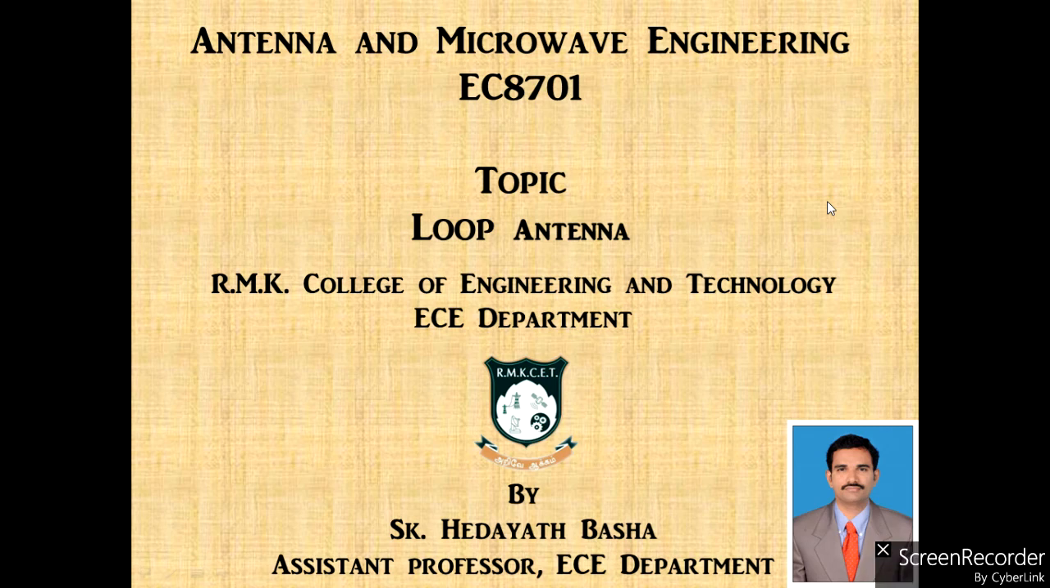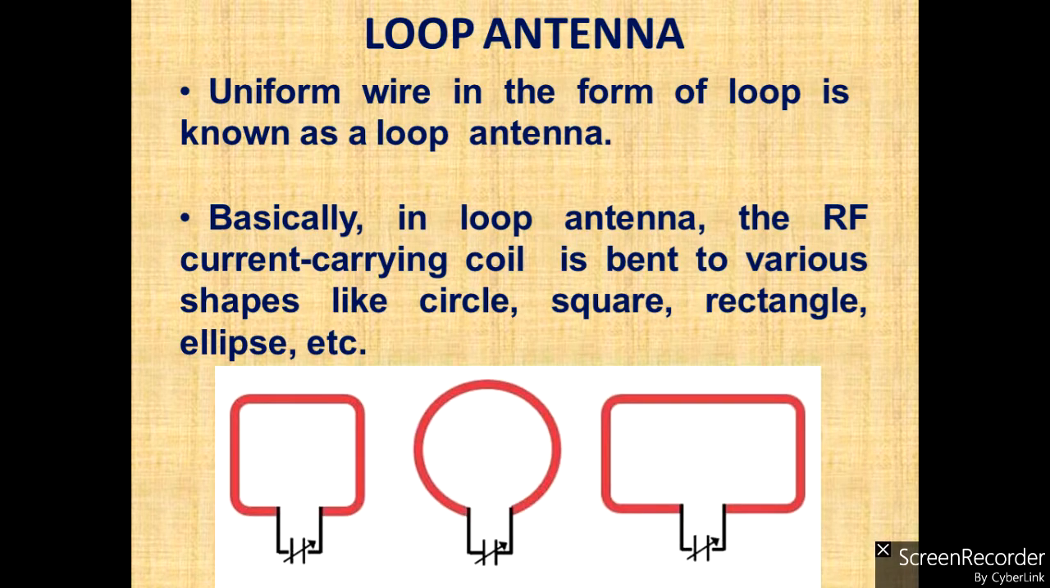Now we will see the topic loop antenna. A loop antenna is a uniform wire, and we turn the wire into a loop, right? That loop, which we will be calling a loop antenna, we use to radiate the electromagnetic signals through the loop.